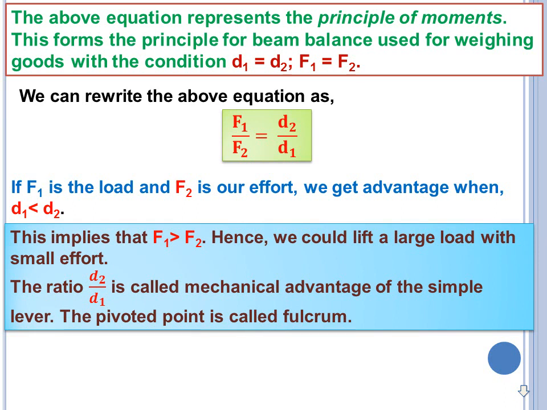Hence, we could lift a large load with small effort. The ratio d2 by d1 is called the mechanical advantage of the simple lever. The pivoted point is called the fulcrum. The mechanical advantage MA is equal to d2 by d1.